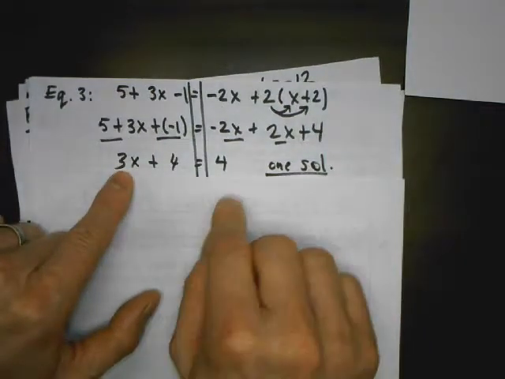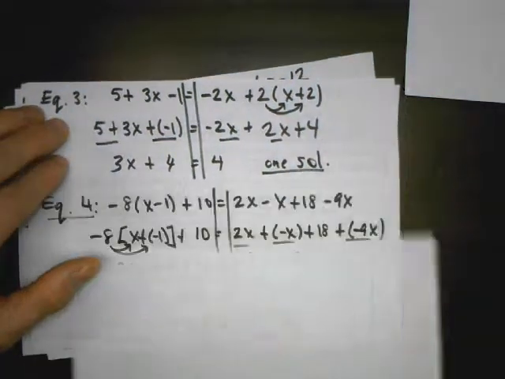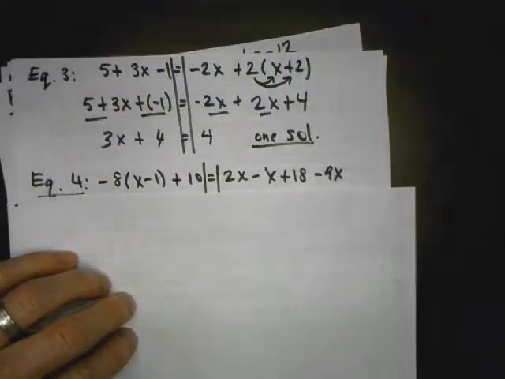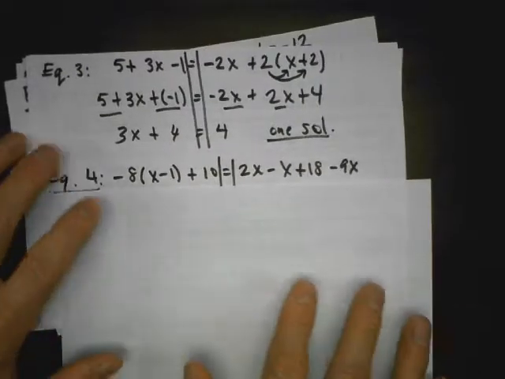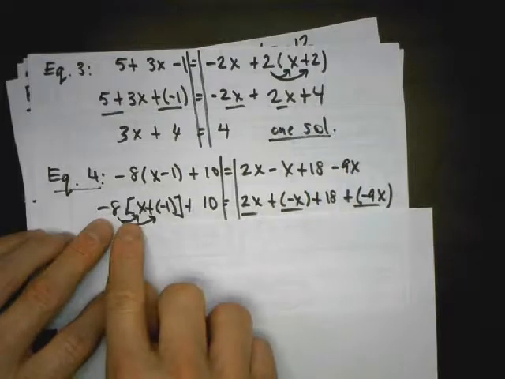That means I have an x on one side and no x on the other side. Those are different coefficients. So that's one solution. That's not part of our answer. Equation 4, again, rule for subtraction here, here, and here.